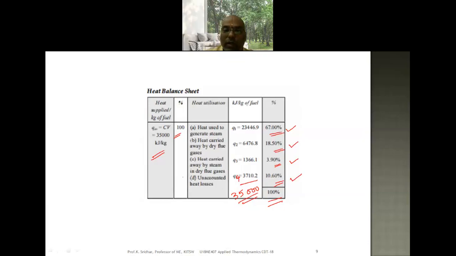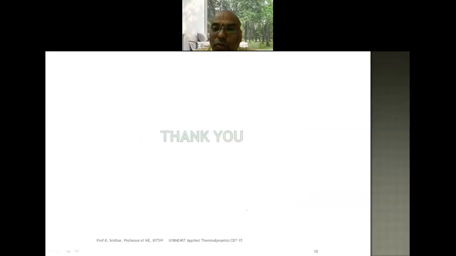So the heat balance says that the input energy should be equal to the output, that is, 100% will be equal to 100%. I hope the concept of the heat balance sheet is now familiar to all of you. I hope for any problem which is given on the heat balance, you are now in a position to solve it. So with this, we are able to complete unit number 2, that is, boilers and how to estimate the boiler performance.